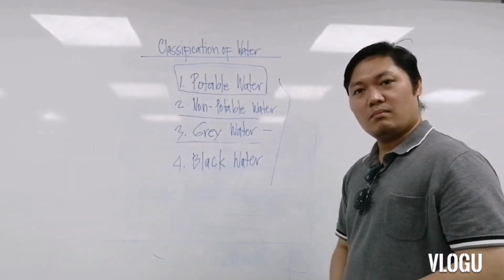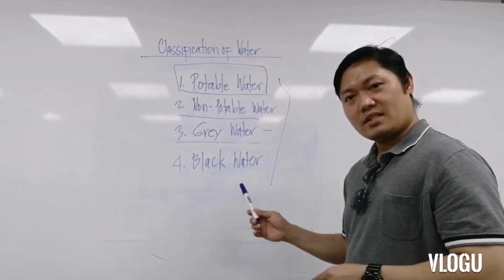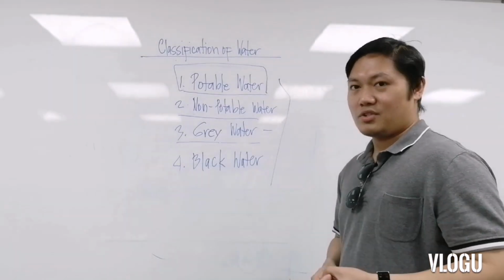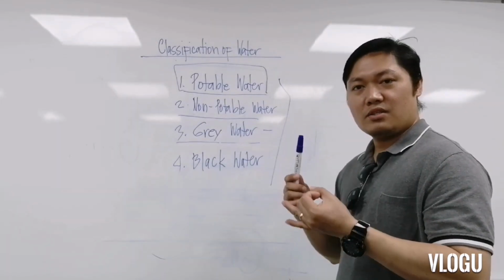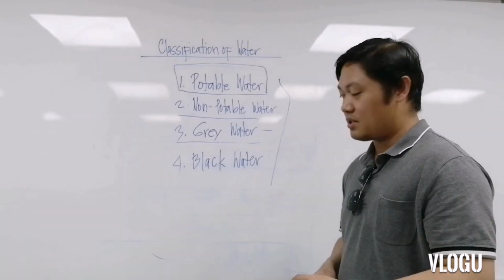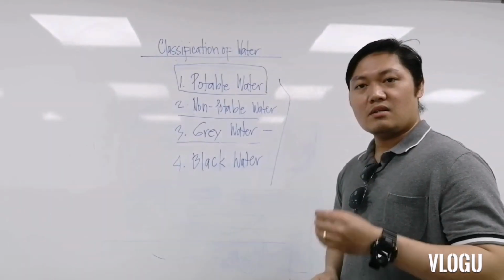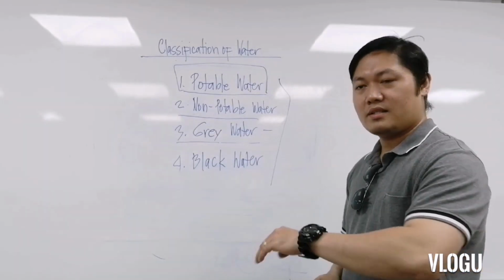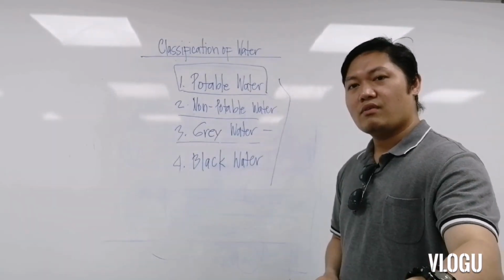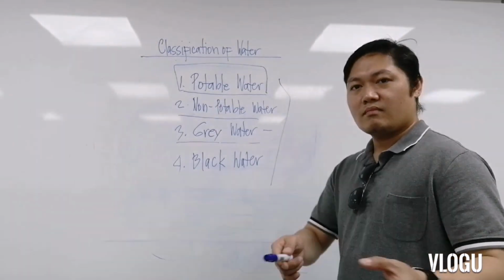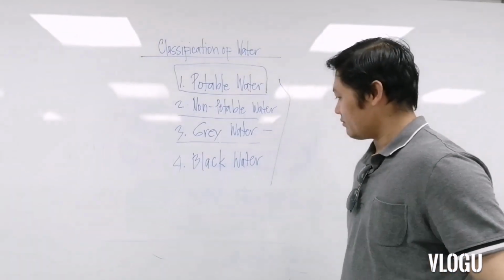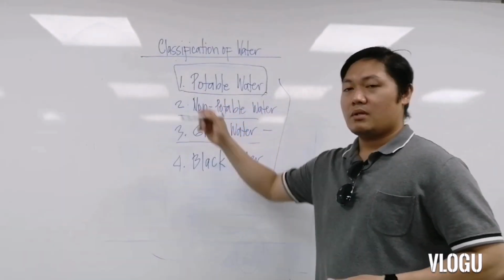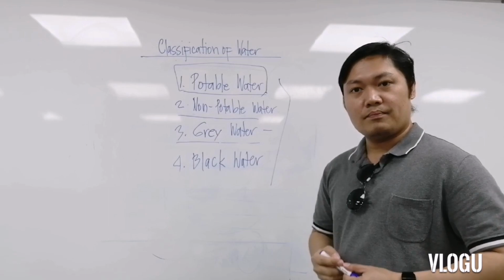And lastly, we have black water. This black water is the type of water which is not suitable for human consumption, of course, and not suitable for human use. Black water is known as contaminated water. Let's say, for example, storm water, or foul water which came from toilets, and so on and so forth. So our topic is on item number 1, which is the potable water.